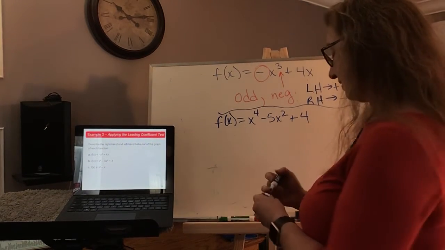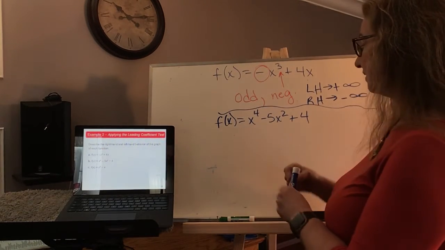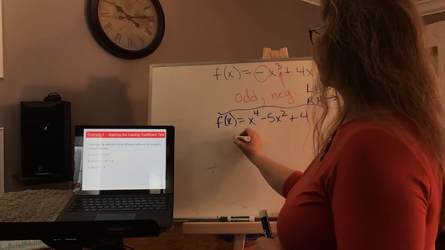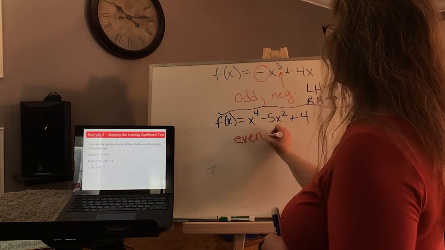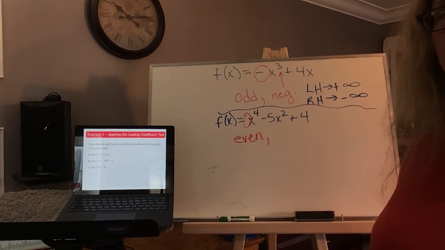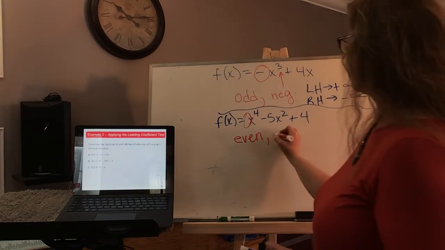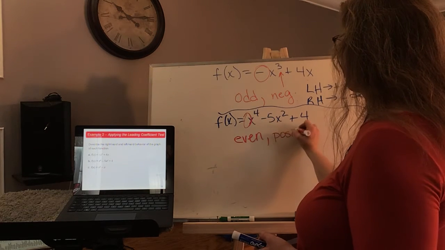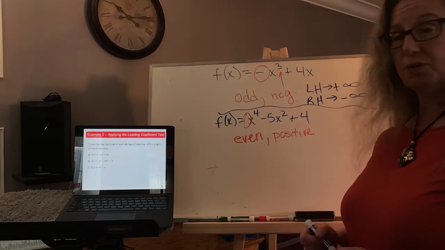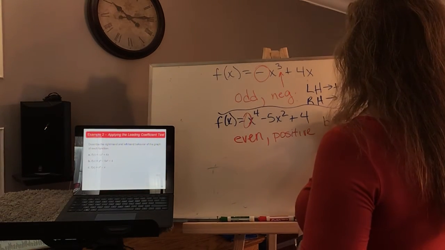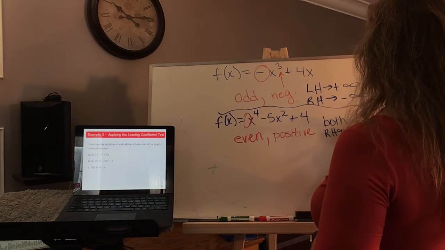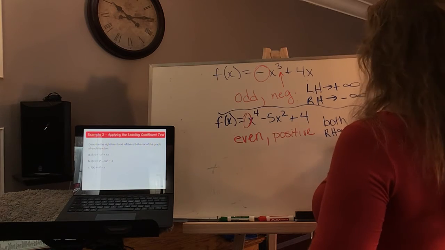Okay? What about f of x equals x to the 4th minus 5x squared plus 4? So this leading term here has an even exponent. That's x to the 4th. So that's even. And the coefficient looks like it doesn't have anything, but it's a positive one. So it's positive. So we know that both ends are going to head in the same direction, and they're both going to be positive. So both right hand and left hand go to positive infinity.